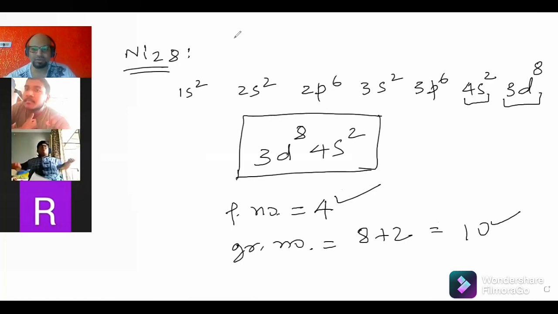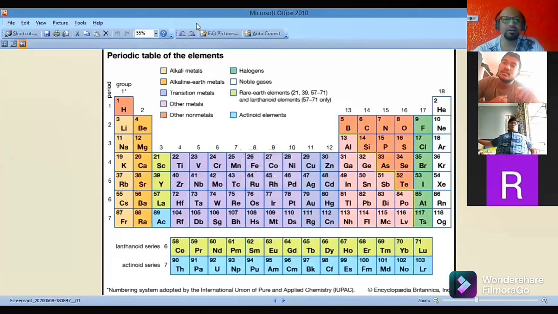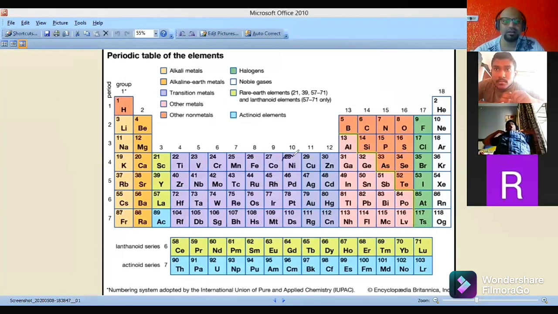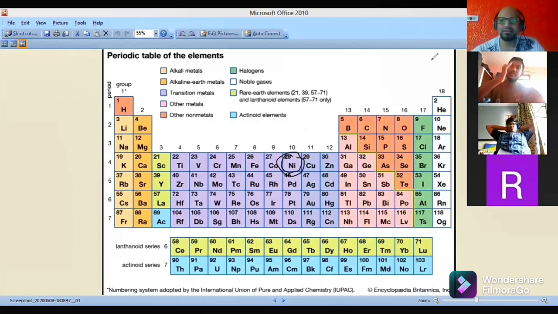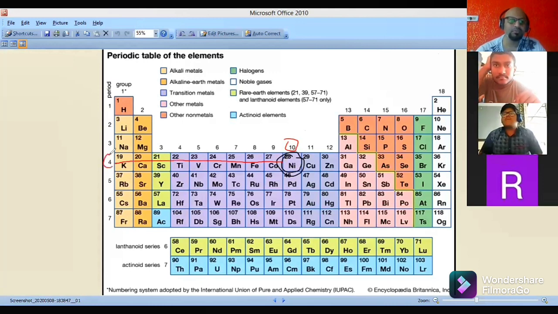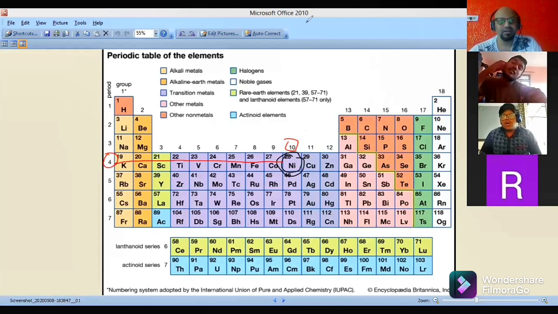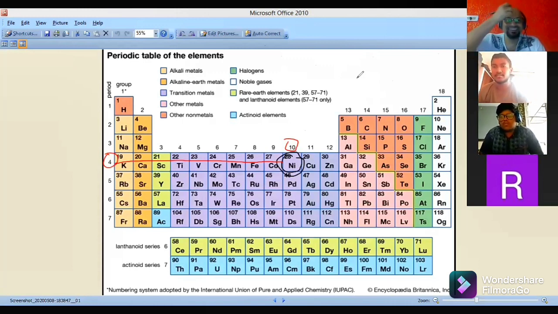Now I'm showing it in the periodic table, how it is working. See, this is our nickel. See this? This is the period number, and here is the group number. Clear? Yes, sir. The 10 is the group number, 4 is the period number. I said something opposite.